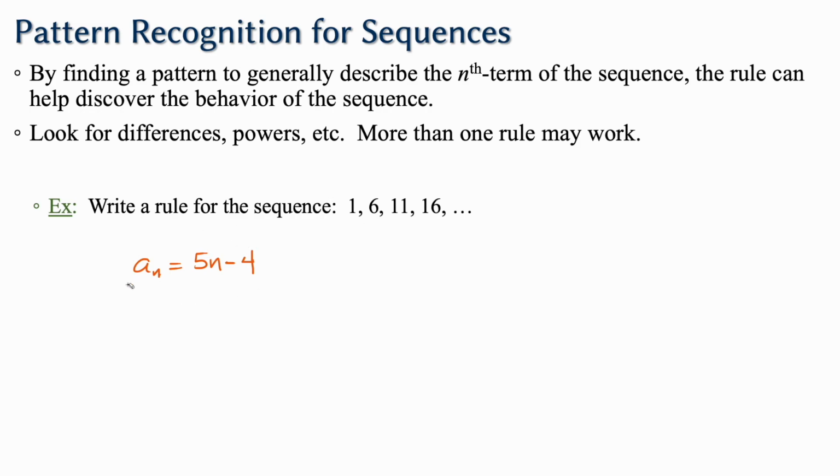Now, anytime you feel like you have the answer, always double check it. Plug a 1 in, a 2, and a 3 and see if it works. So if I plug 1 in, 5 minus 4 is 1. If I plug a 2 in, 10 minus 4 is 6. Plugging a 3 in gives me 15 minus 4, that's 11. And again, if we kept going, this one does check out.